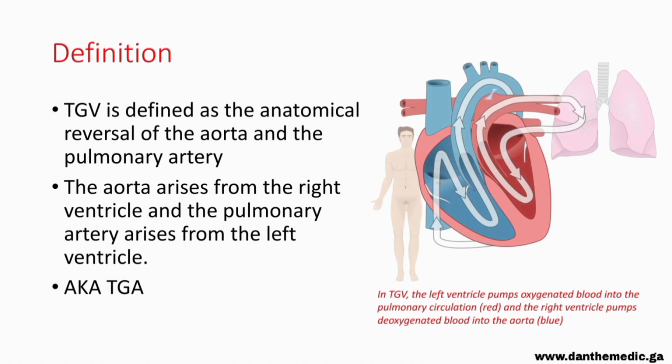So, transposition of the great vessels is defined as the anatomical reversal of the aorta and the pulmonary artery. In this case, the aorta arises from the right ventricle and the pulmonary artery arises from the left ventricle. In some textbooks, the transposition of the great vessels is also known as the transposition of the great arteries. So bear that in mind.